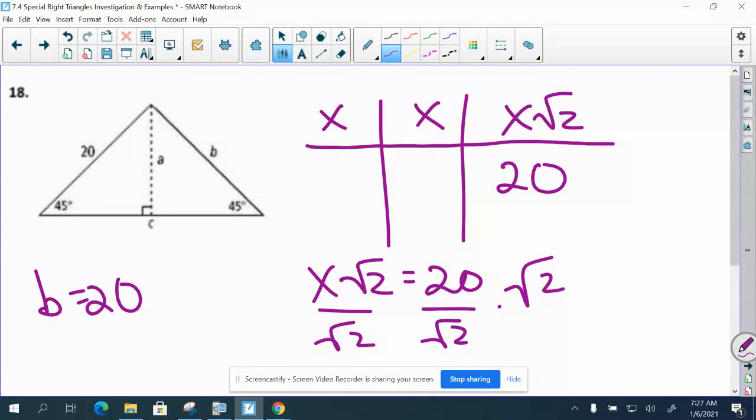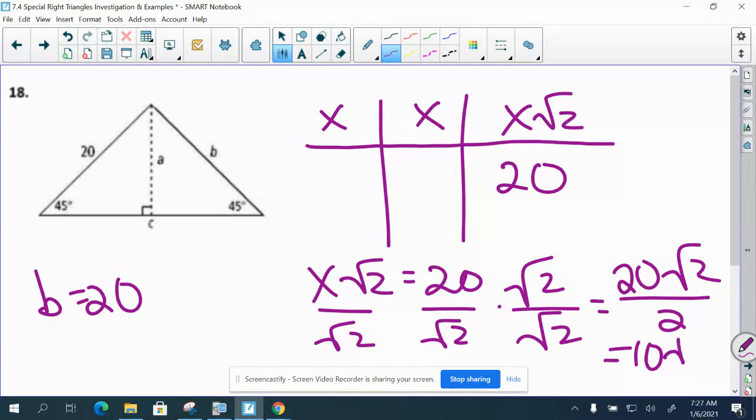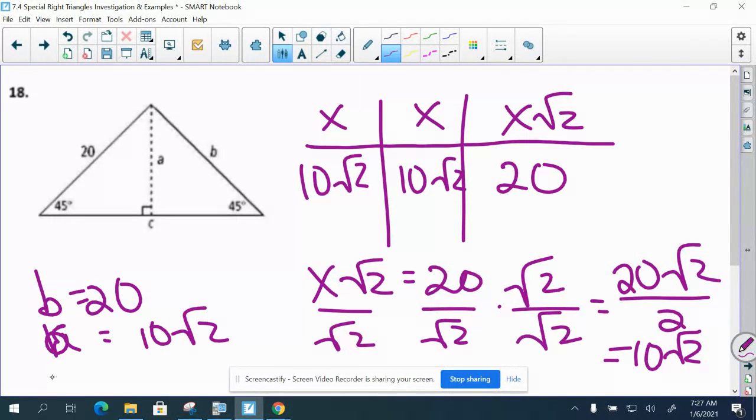We'll rationalize the denominator by multiplying by square root 2 over square root 2. And we're going to have a whole lesson at the end of the year on rationalizing denominators, so you'll learn a lot more about this later. So we'll do 20 square root 2 over 2, which simplifies to 10 square root 2, which follows the same pattern as the first question where you take half of 20 and multiply by the square root 2. Okay, so that means that a is 10 square root 2, and then c is going to be twice that, which is 20 square root 2.